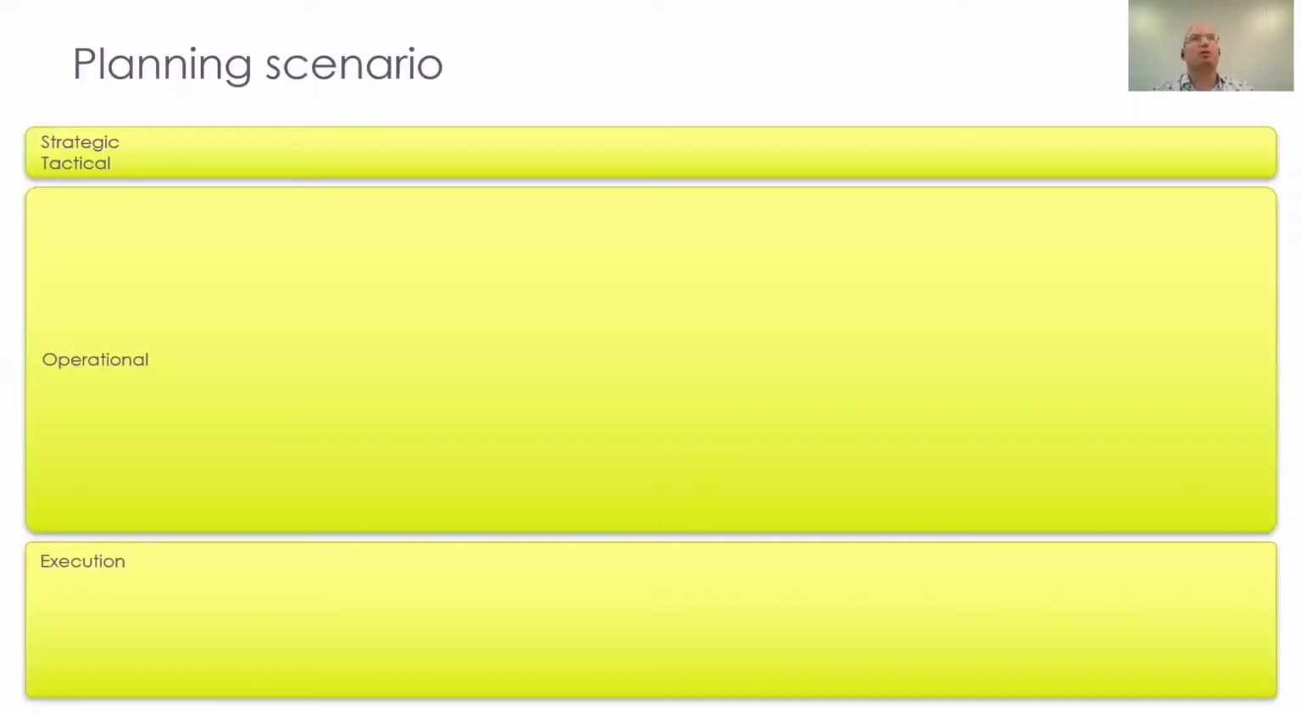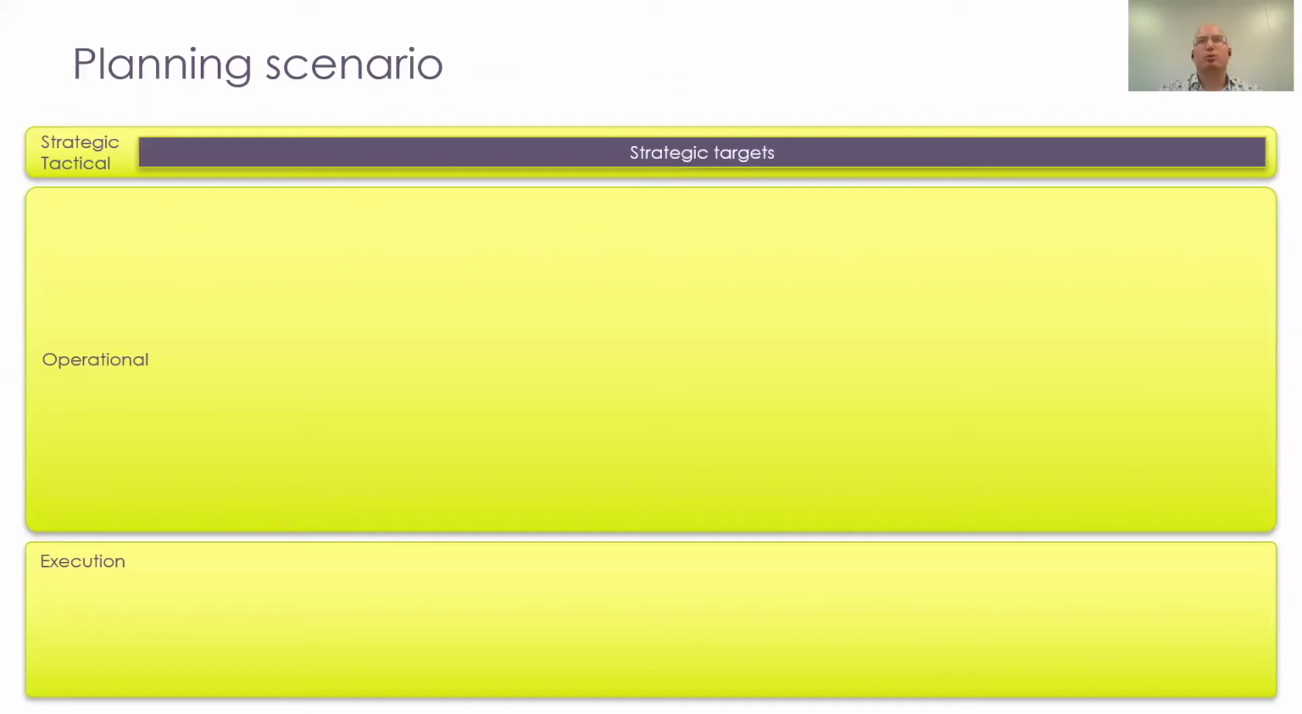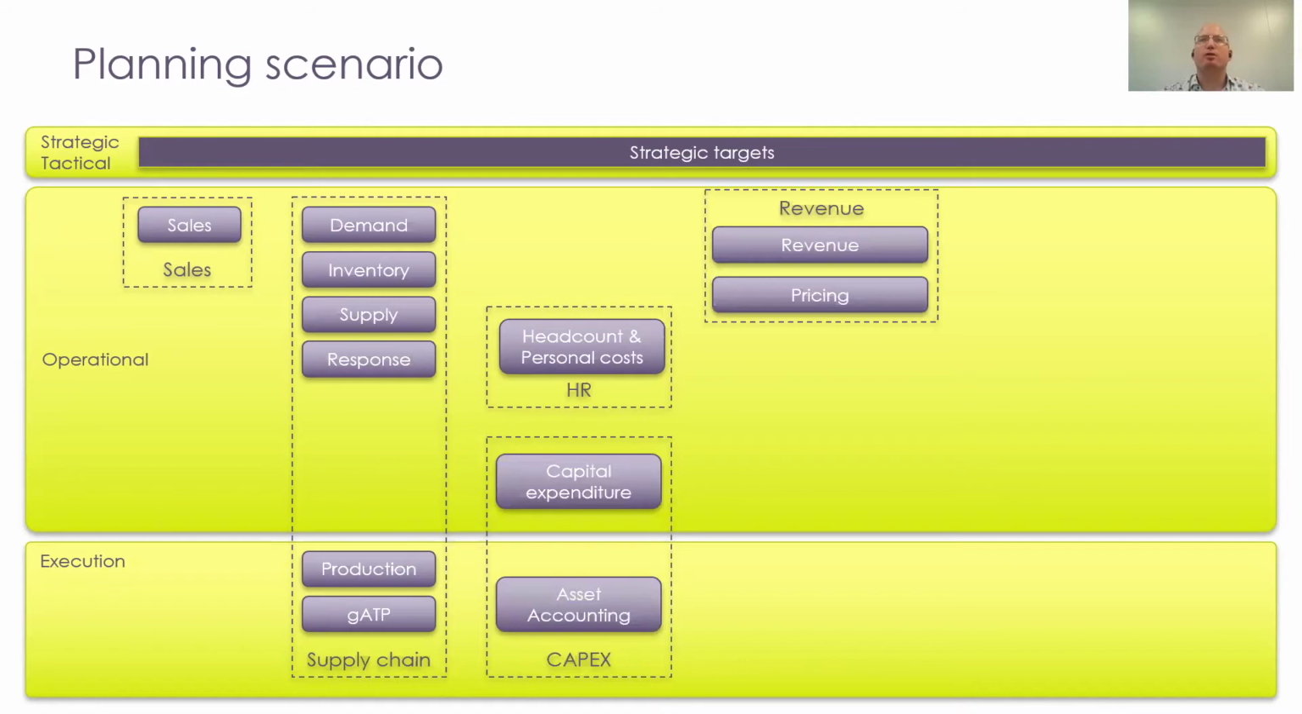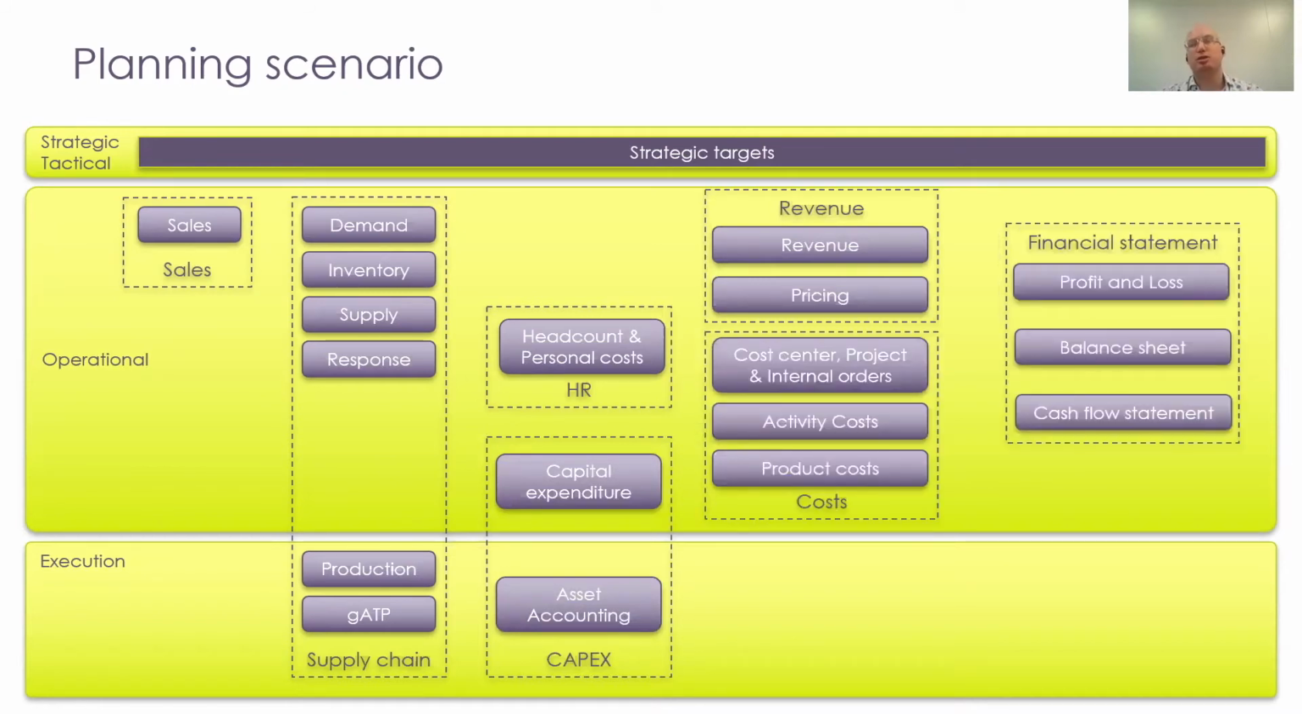Now, what can we plan? This is a planning scenario that it's not the truth, let's say that. It's my version of a planning scenario. So what do you start with? Well, you start with strategic targets. So you have some top-down strategic targets that you want to incorporate into your plan for the future. And you can break that down into all kinds of operational planning chunks. So you can do sales planning, supply chain planning, HR planning, CAPEX planning, revenue planning, cost planning, financial statement, which is the end result of a planning cycle, and maybe even some liquidity management.